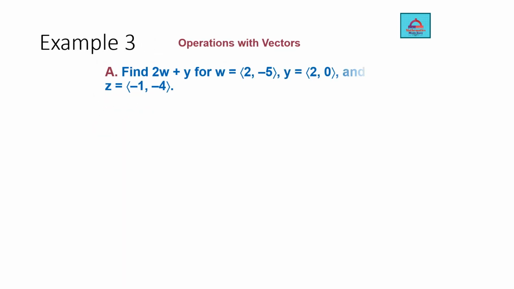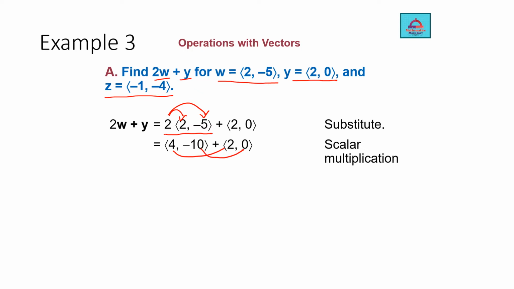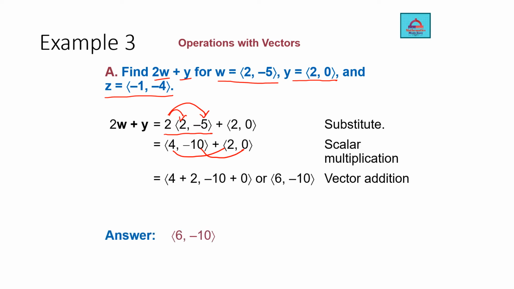Let's see a question. What kind of question to expect? Pretty simple. You have to find 2 times vector w plus y. Vector w in component form is given, vector y in component form is given. We're also given another vector, but we are going to use it for another part. Just substitute and multiply. So when you are multiplying 2 times w, it works like distribution. So 2 times 2 is going to give you 4. 2 times minus 5 is going to give you minus 10. Now add the components. 4 plus 2 and this plus this. You are adding x with x, y with y. So 4 plus 2 would give you a 6 and minus 10 plus 0 would give you the same number. So that would be your answer.